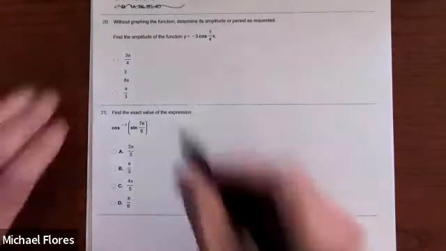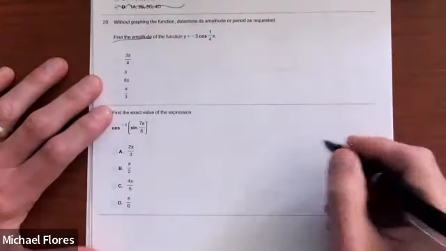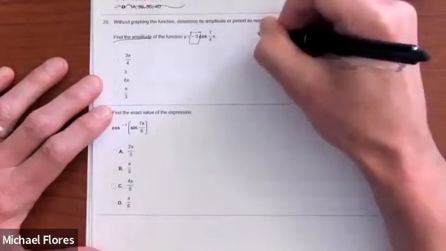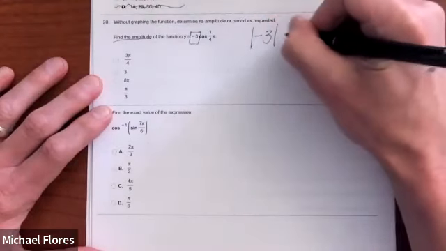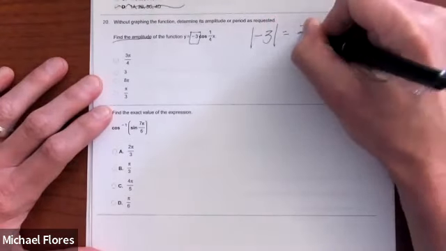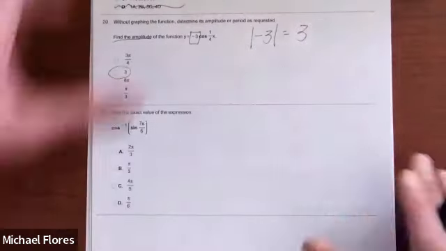Example 20. They want us to find the amplitude. The amplitude is the absolute value of the number in front of your trig function. The absolute value of -3 is 3. Done.